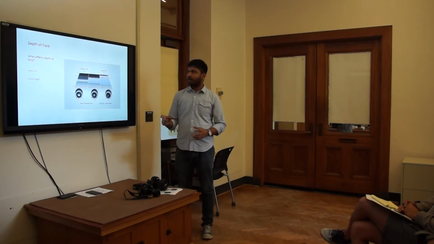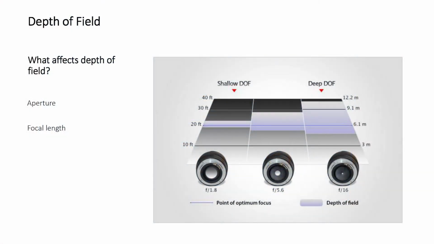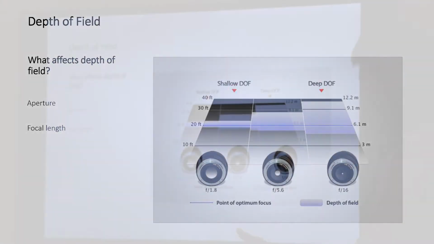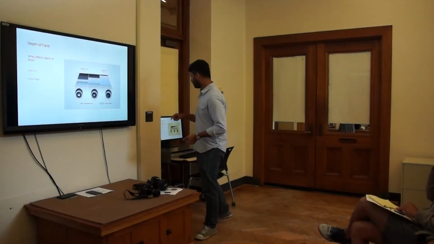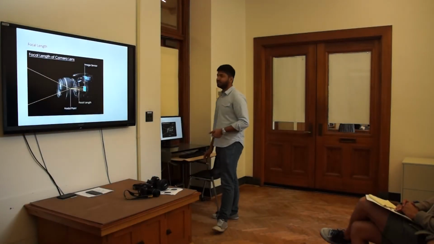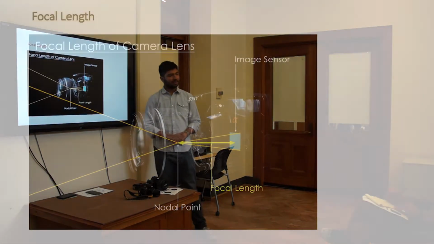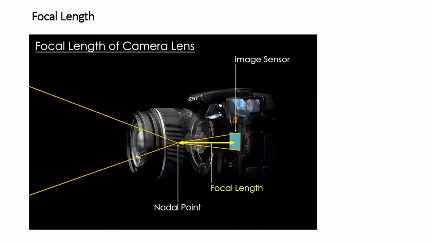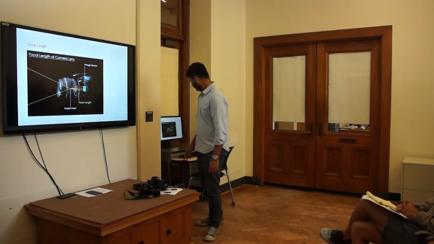So that depth is affected by aperture and focal length. So for a particular focal length and aperture, there is a fixed depth of field. So now let's understand what is focal length. As I mentioned earlier, focal length is the distance between the optical center or point of convergence and the sensor. That is focal length.